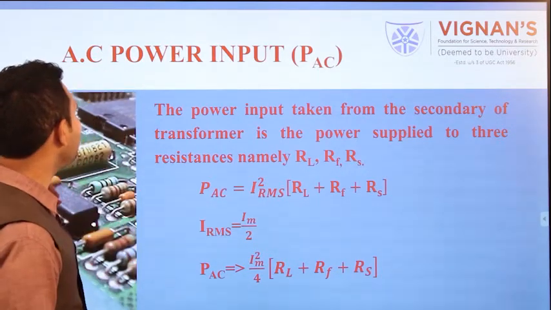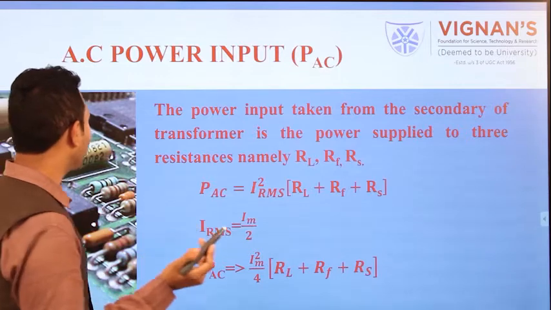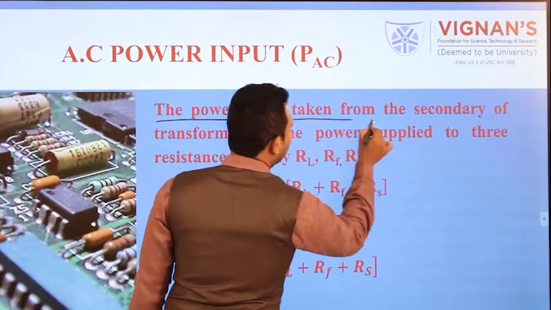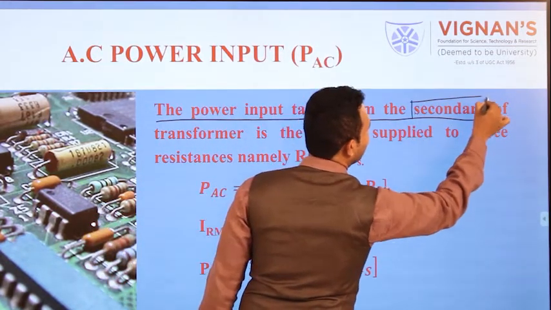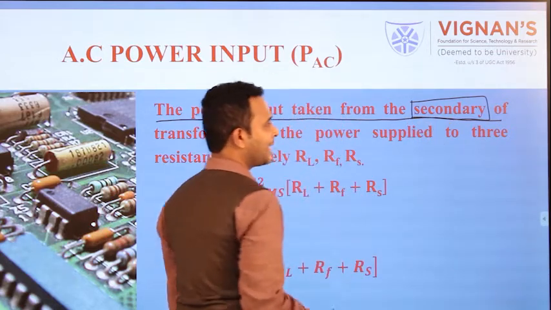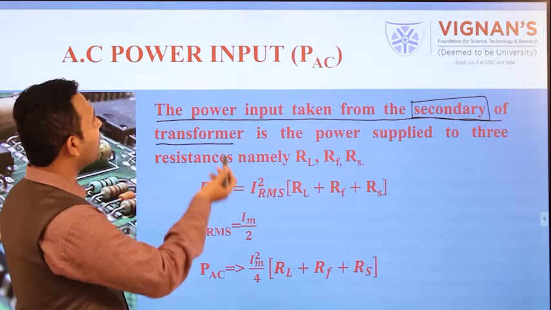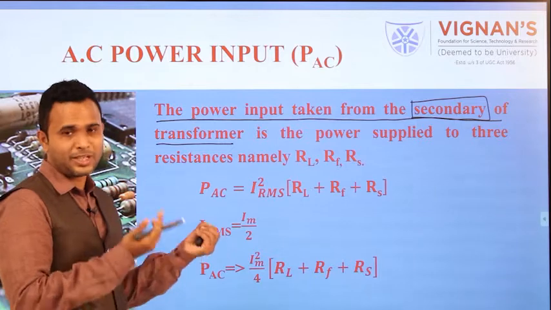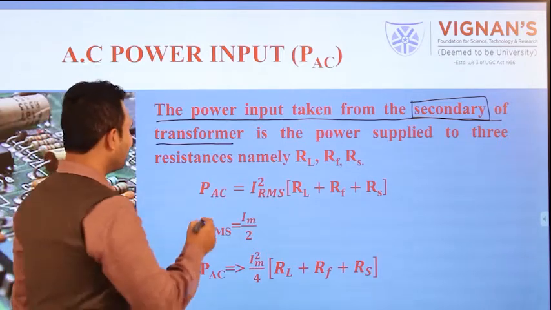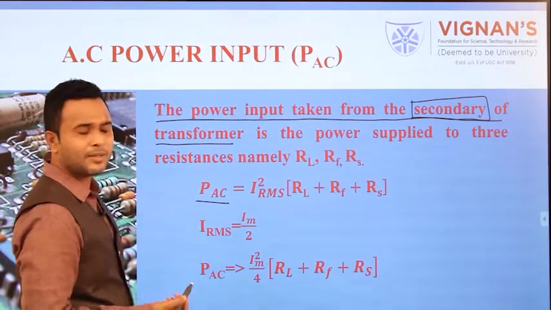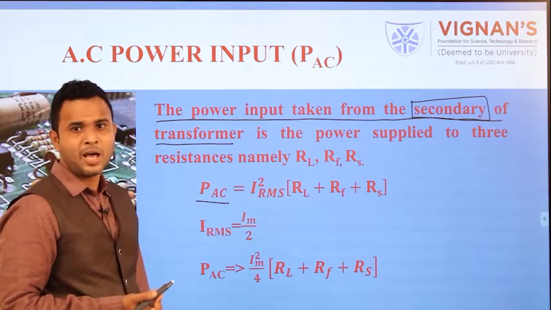So coming to the AC power input. What is the AC power input? The power input taken from the secondary. Here we have to know about this part. The power input of the secondary of the transformer is called the AC power input. For the diode, the diode input is the secondary of the transformer only. How can we write it? PAC. Here also we can write power equal to I square into total resistance, I square into R, right?